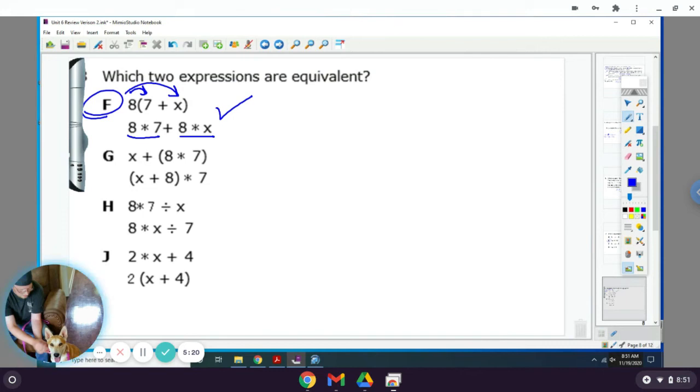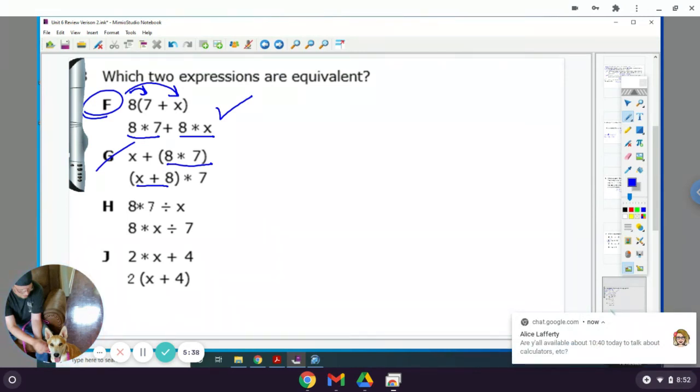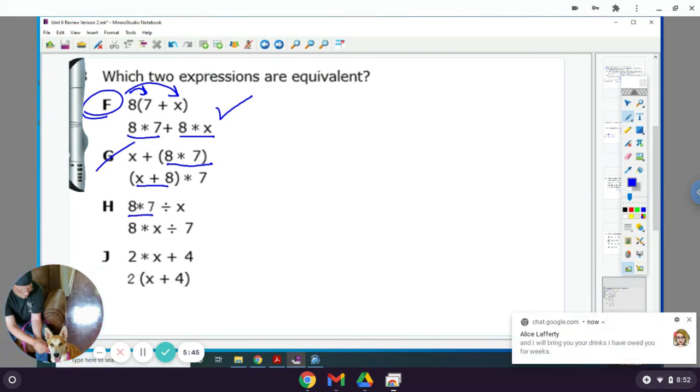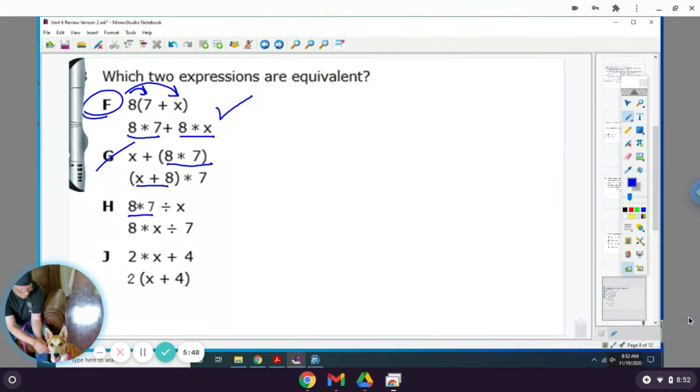I'll disprove G, H, and J. So G says x plus parentheses 8 times 7. So the first thing they're doing is 8 times 7. The expression below is x plus 8. So here they're doing x plus 8 first. That's not the same. Next one is 8 times 7 divided by x. And so first thing you would do here is 8 times 7. And then next one is 8 times x divided by 7. So here they're doing 8 times x. So that's not the same thing.